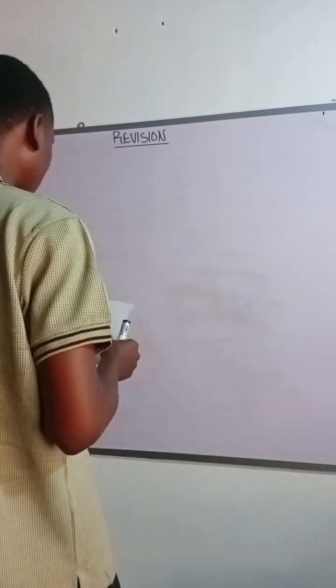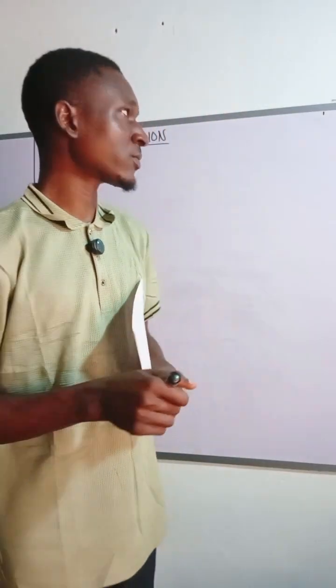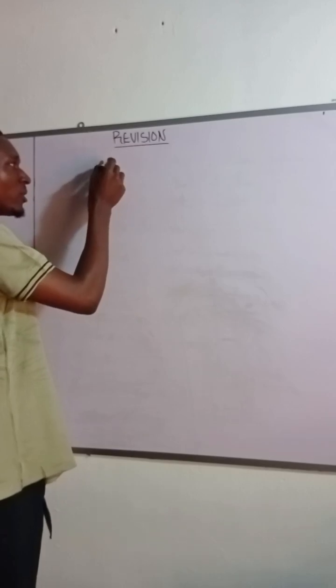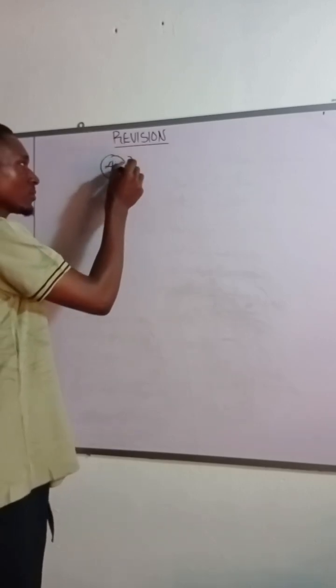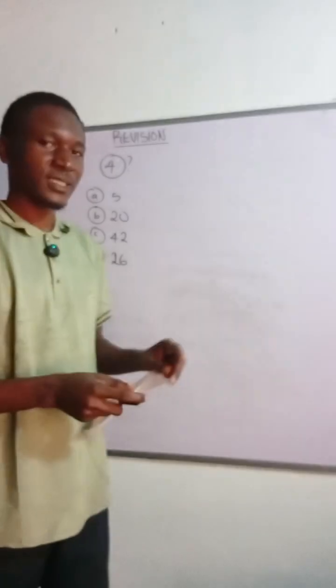The first question we have here is on lowest common multiples. Remember, our first topic was on LCM, multiples and lowest common multiples. The first question here says, which of the following is a multiple of 4? When you see a question like that, what it's asking you is to look for the option which is a multiple of 4.